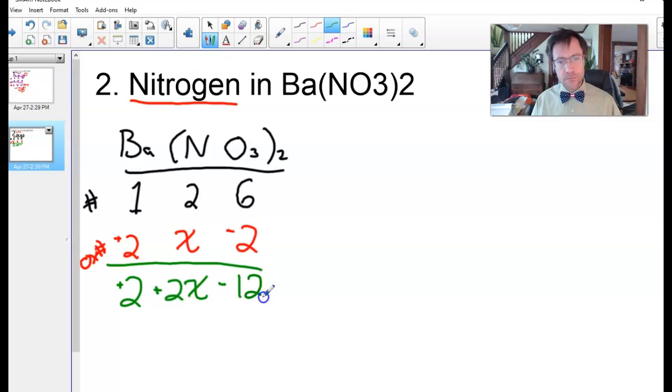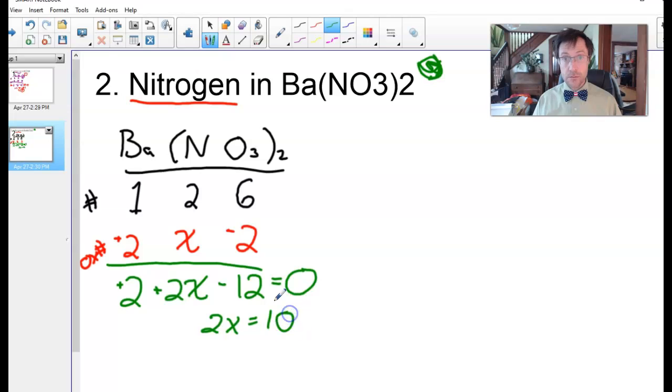12. And again, if we come up here, you'll notice there's no charge here. There's nothing there, so this all adds up to 0. Right? Because I'm going to add 12 to both sides. Then I'm going to subtract 2 from both sides. And now if it's 2x equals 10, I'm going to divide both sides by 2. Plus 5.